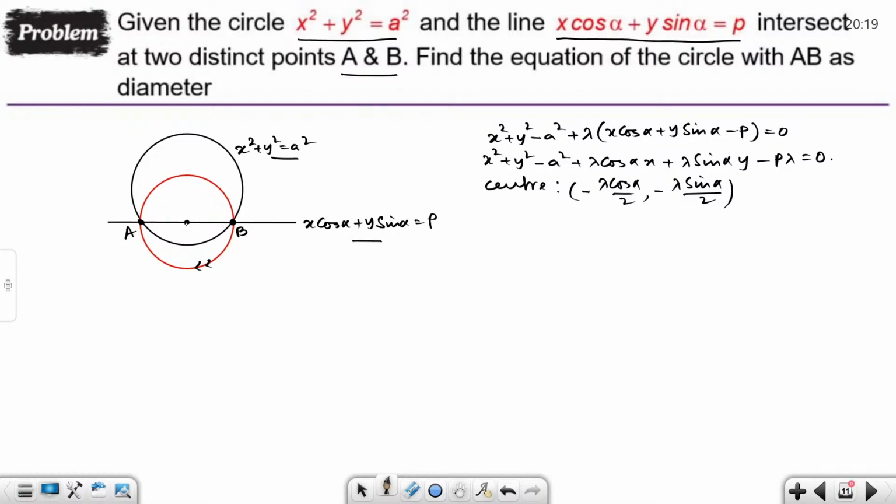Now, as AB is the diameter, therefore its center, that is this one, must lie on the given line. Yes or no? As it is the diameter, the center is definitely on the diameter. Okay? Therefore, it must satisfy this equation. Therefore, we are getting.